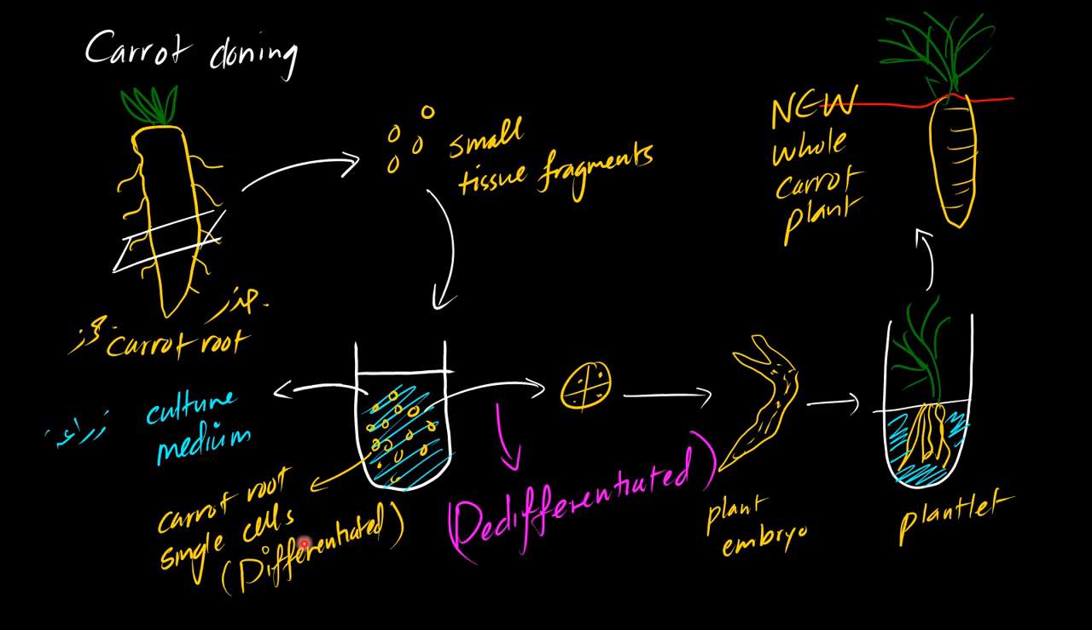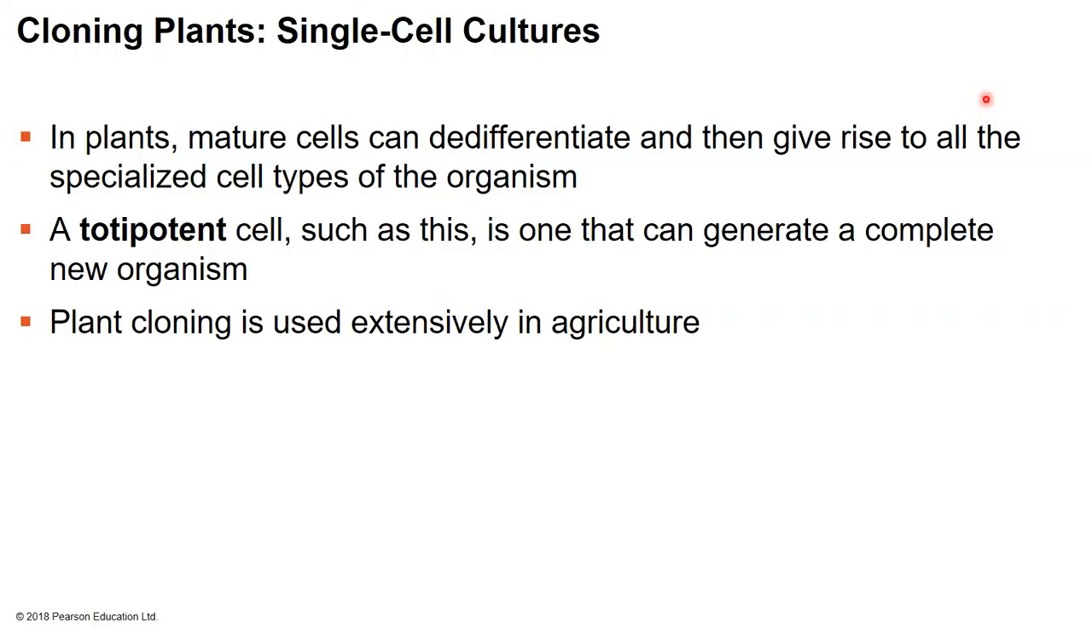So a single differentiated cell must first undergo de-differentiation, and then it can generate all the remaining cells of the organism. So mature plant cells or differentiated plant cells can de-differentiate and give rise to all specialized cells of the organism. And these types of cells that can generate a completely new organism are called totipotent.